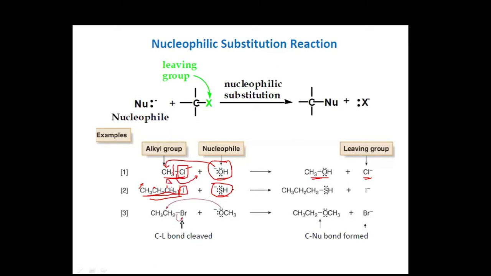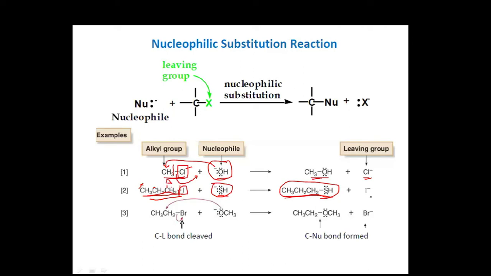Fine. So in this case, the SH minus nucleophile prefers to attack the carbon which is carrying the leaving group, iodine. The nucleophile attacks the carbon and the leaving group leaves out. The product formed will be CH3CH2CH2SH, that is thiopropane.